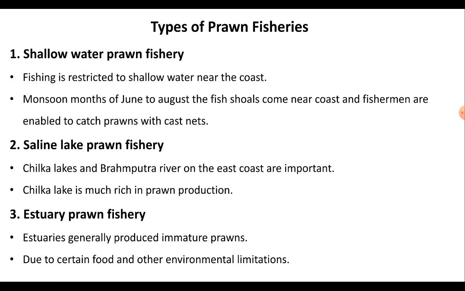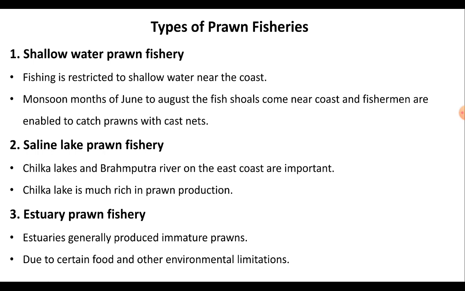Shallow water prawn fishery, where fishing is restricted to shallow water near the coast. During the monsoon time, that is in the month of June to August, the fish shoals come near the coast and fishermen are able to catch the prawns with cast nets.